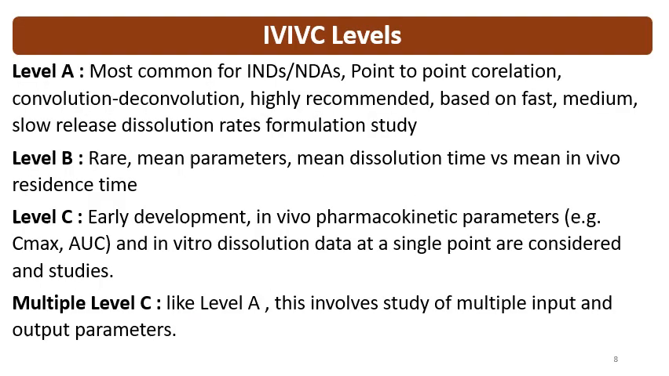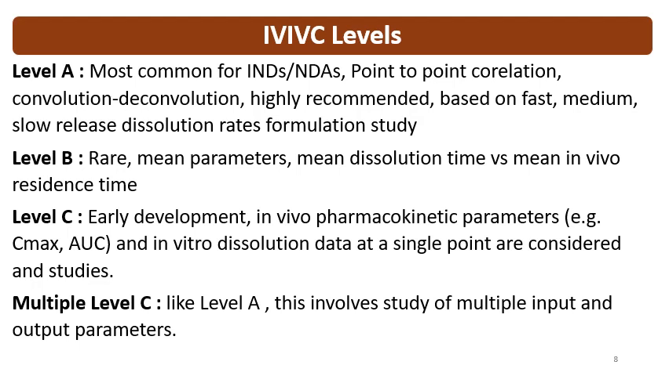Then coming to the IVIVC levels, mainly level A, level B, level C and multiple level C are the four levels. So level A is the most common type of level for IVIVC, and it is used in INDs and NDAs. This level involves point-to-point correlation, convolution, deconvolution. Then level A is highly recommended because it involves the point-to-point correlation. Then IVIVC level A involves the use of fast, medium and slow release dissolution formulations, and based on that the IVIVC is made.